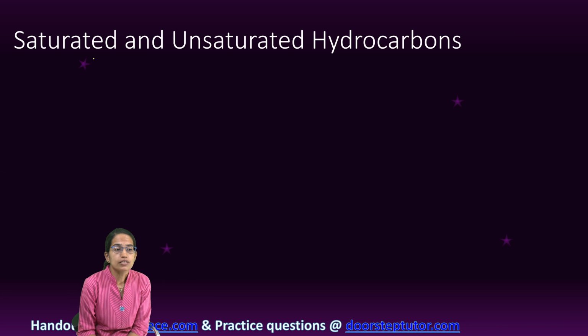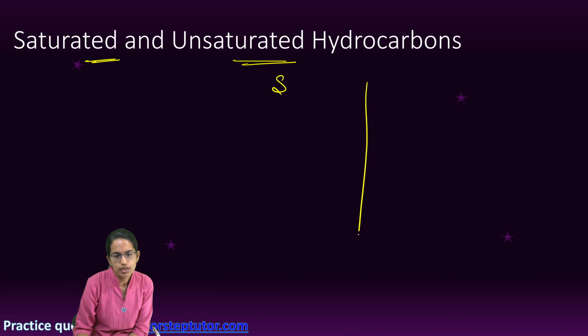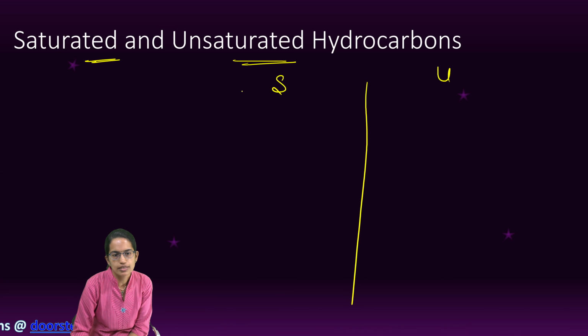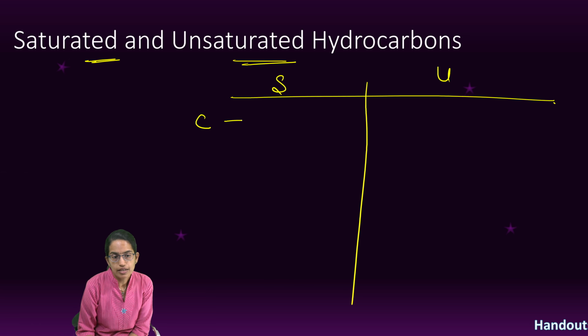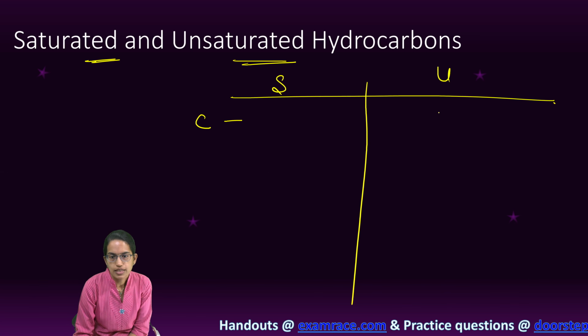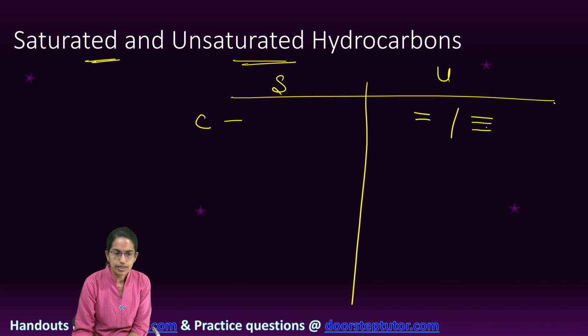What is the difference between a saturated and an unsaturated hydrocarbon? So let's say this is the saturated and this is the unsaturated hydrocarbon. Carbon is linked with a single bond in case of a saturated hydrocarbon. In case of an unsaturated, it either has a double bond or a triple bond.